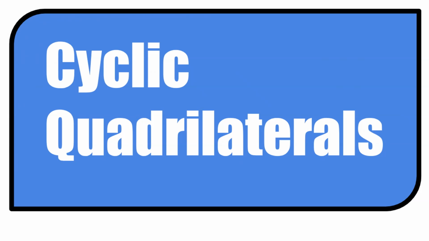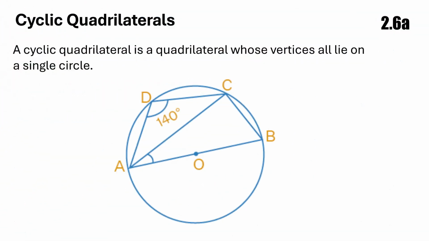This lesson will be about cyclic quadrilaterals. A cyclic quadrilateral is a quadrilateral whose vertices all lie on a single circle.